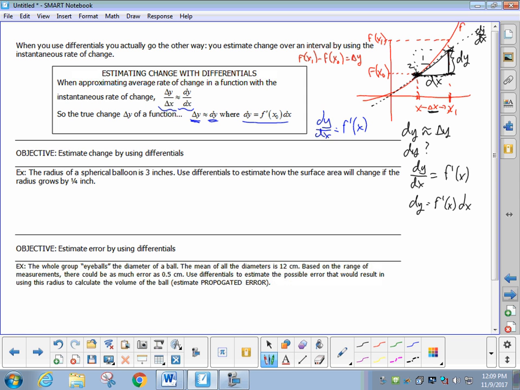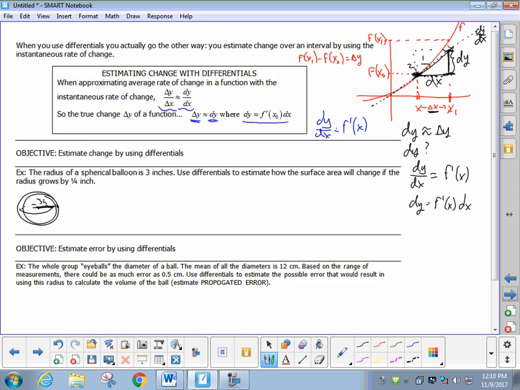Now, say you are working with a sphere. Pictures are fun to draw. A sphere with a radius of 3 inches, and the sphere, or balloon, gets pumped up so that now surely the radius is changing. So the surface area will change as well. Now, again, I could find true change. I could say what's the surface area at 3, and what's the surface area at 3 1/4? And if I found those and subtracted, what would I be finding? True change, delta A, in this case, right?